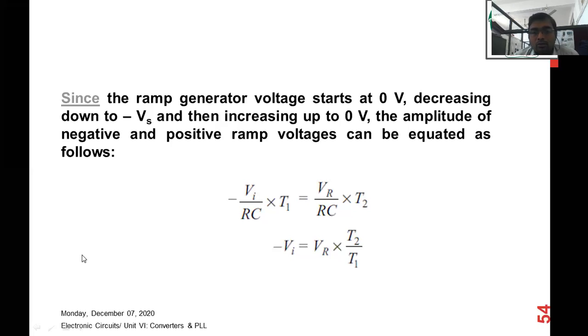I stop here. Tomorrow we will continue from this point, the equation minus Vi is equal to Vr into T2 upon T1.